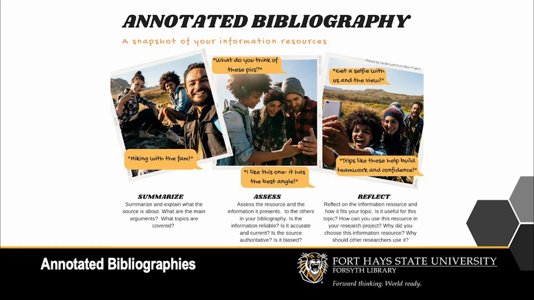To review, an annotated bibliography is a list of information resources about a subject that includes notes on each of the resources. By summarizing, assessing, and reflecting on the information resources, you can provide an annotated bibliography that lets you, the author, and other researchers obtain a focused and critical summary of the subject.